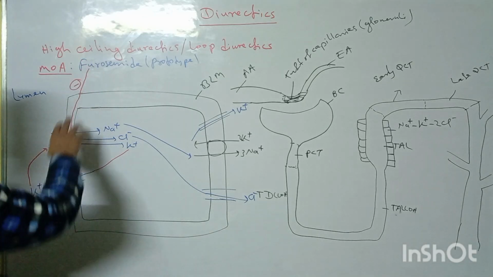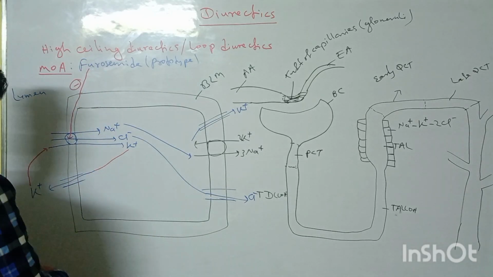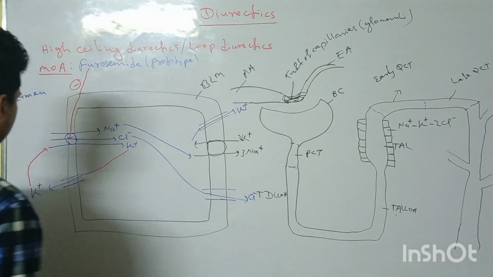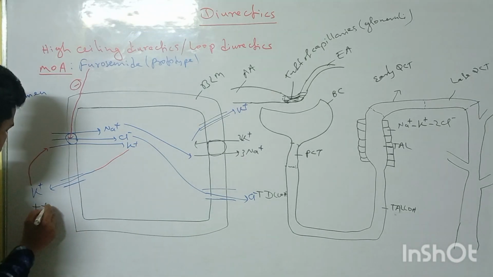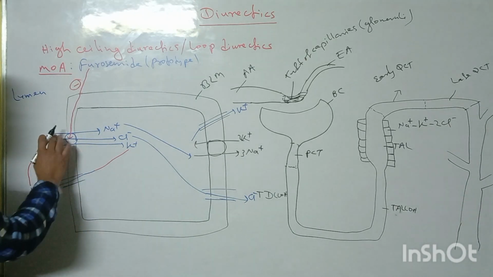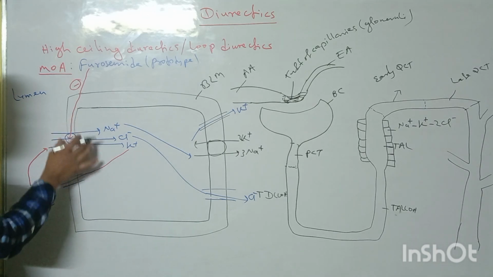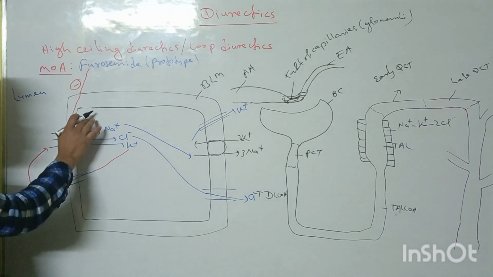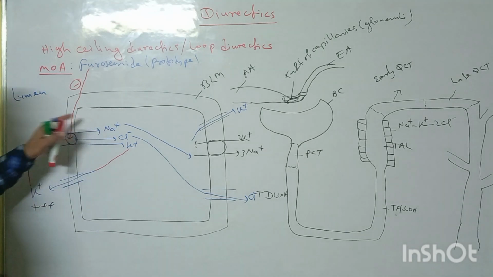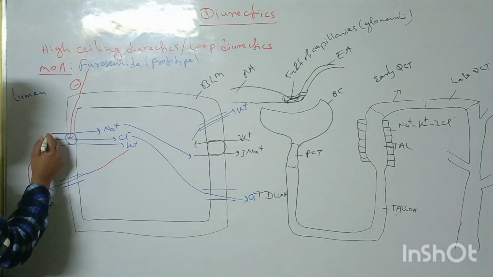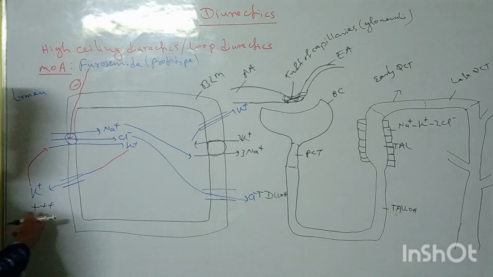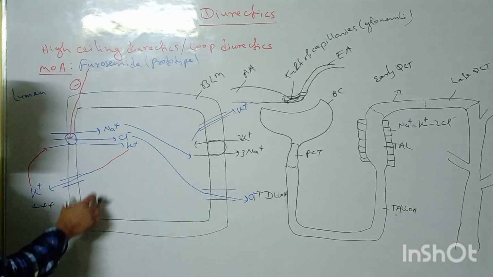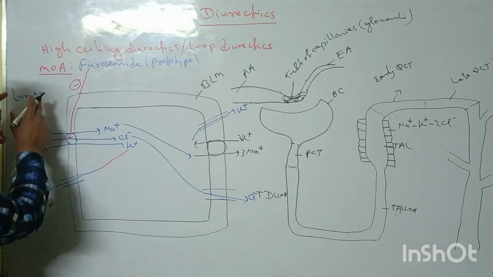Again, I deviate from the mechanism of action back towards normal physiology. Here the potassium leak is creating a positive potential in the lumen. Why? Because initially there is no potential difference between the lumen and the lining epithelium, but due to leakage of this potassium, a relatively positive potential is created outside and a negative potential inside, that is, a positive potential is created in the lumen.